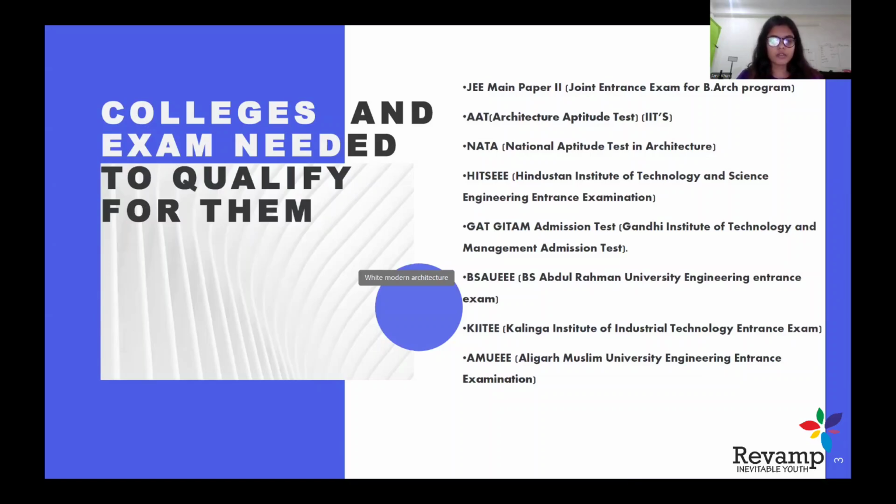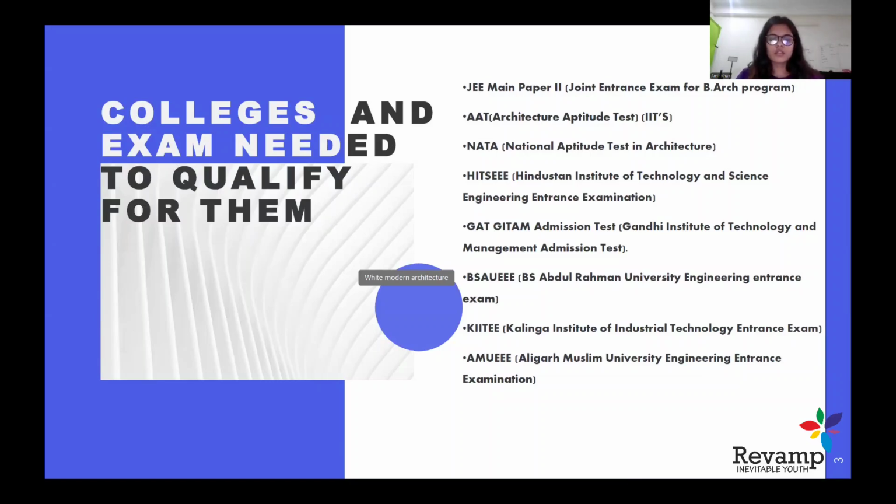Then there is one more paper which the COA conducts, which is NATA, the National Aptitude Test in Architecture. Then there are other exams, such as HITSEEE, which is the Hindustan Institute of Technology and Science Engineering Entrance Exam. The rest of the exams written on the further slides are for the other colleges that take their own entrance exams. The major government colleges take in students using the results of these papers only, which are JEE Mains Paper 1, AAT, and NATA.